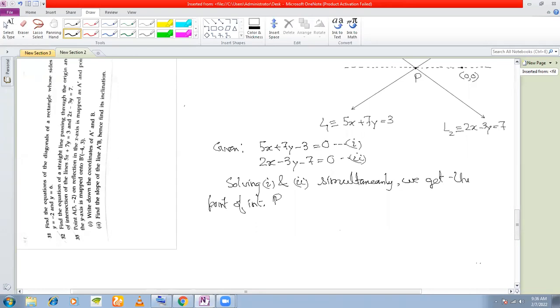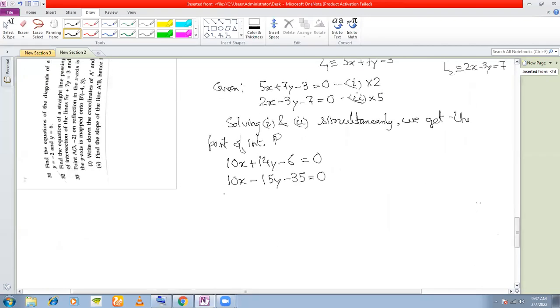And how do we solve these two equations? Elimination method, right? Multiply this by 2, multiply this by 5. This will eliminate x. So you have 10x plus 14y minus 6 is equal to 0. And here you have 10x minus 15y minus 35 is equal to 0. Subtract.